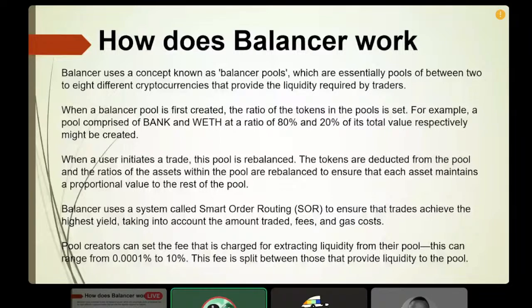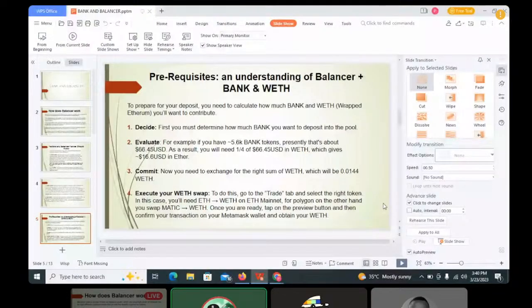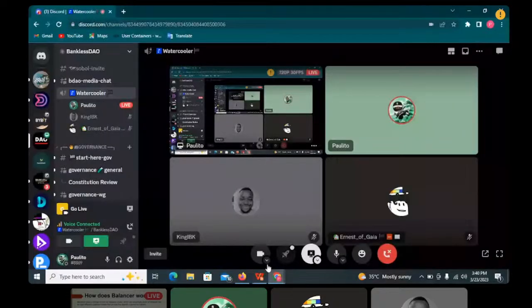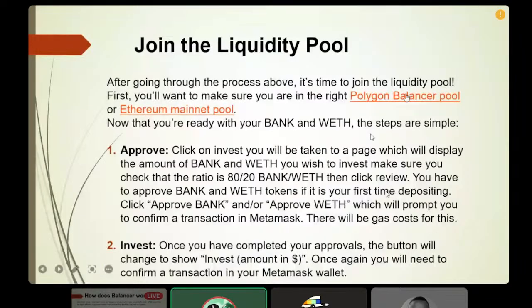So from this point on, we'll jump immediately to Balancer itself so that I can explain the steps on how to actually invest bank and wrapped Ethereum. Just before I move on, the link is here. There is a Balancer pool on Polygon mainnet, and there's a Balancer pool on the Ethereum mainnet. For this session, we'll just be looking at Polygon, but it's actually the same process.